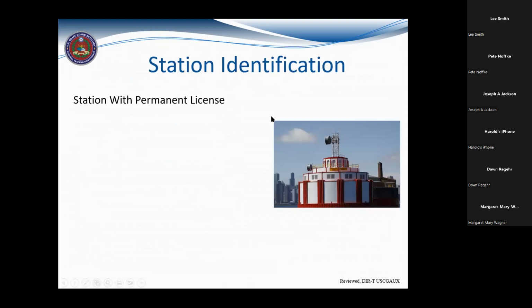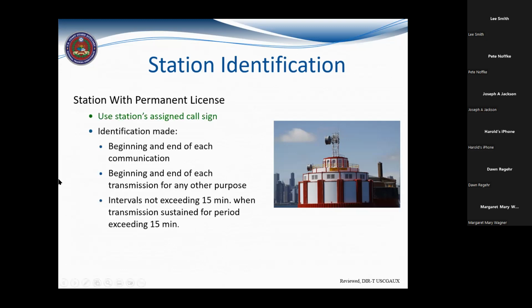If you have a permanent station license issued by the FCC, that's going to be your designated call sign. Generally, you will use the vessel name and the call sign. So you might identify yourself as the vessel Sigina, Whiskey Zulu Whiskey 29658. The identification is going to be made at the beginning of each transmission and the end of each communication.